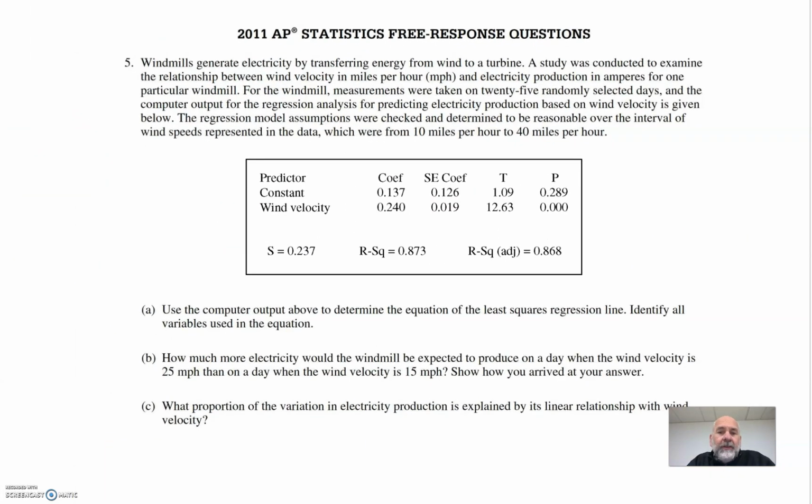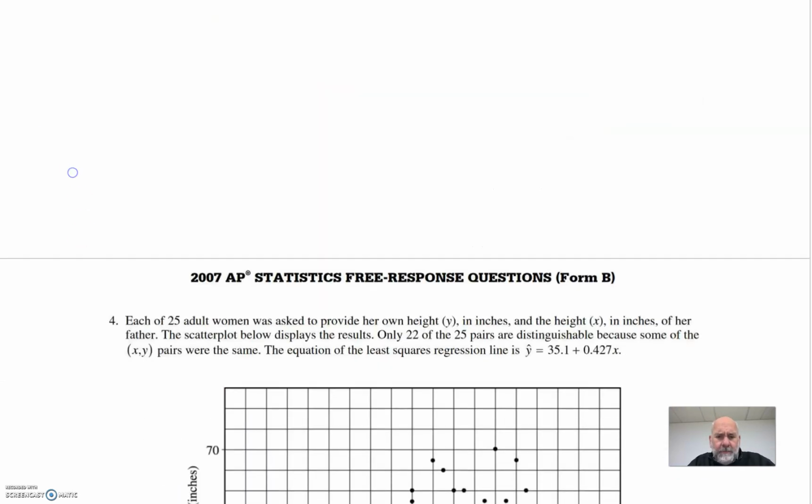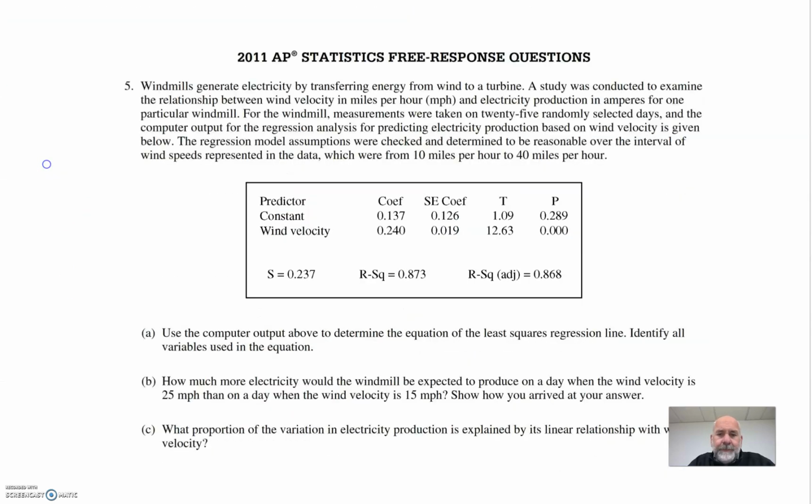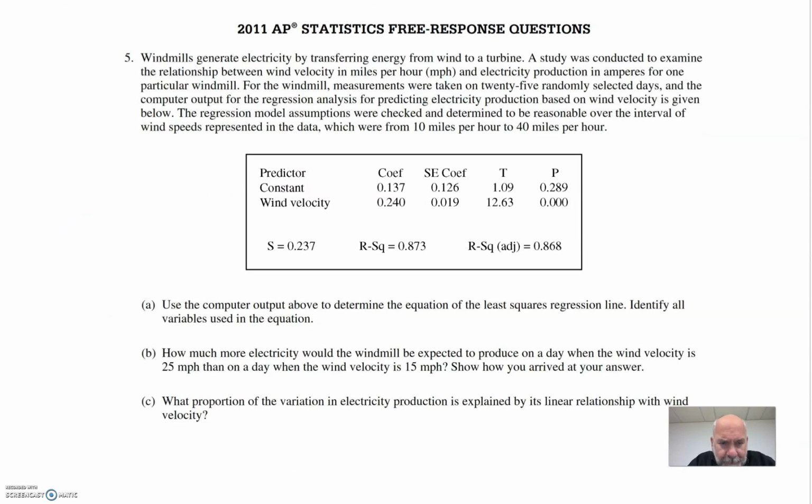And you can look up these questions. They're online. You just search AP Statistics free response 2011, and it'll take you to a link to these problems. And then the other one is 2007, Form B. Okay, here we go. All right, question A.